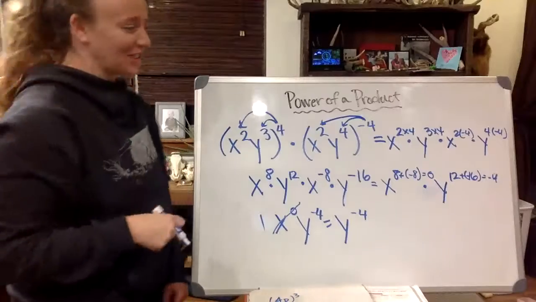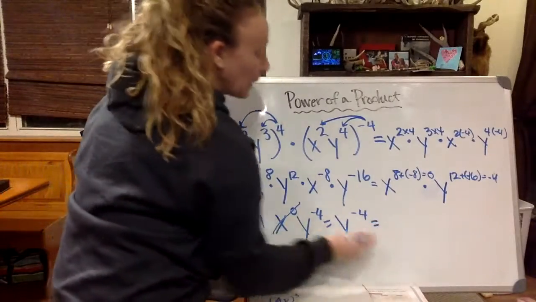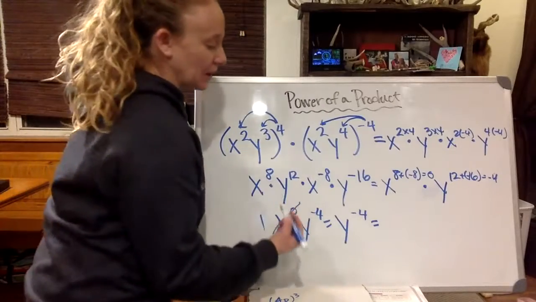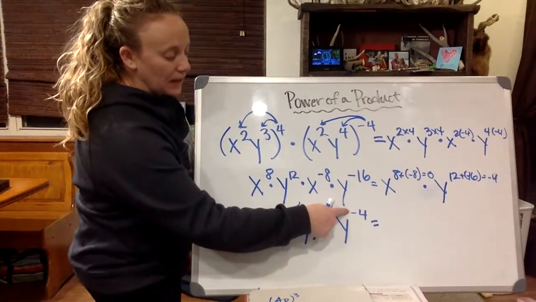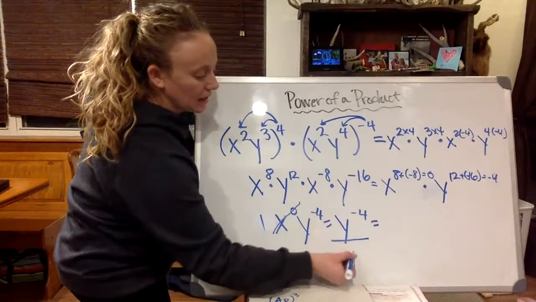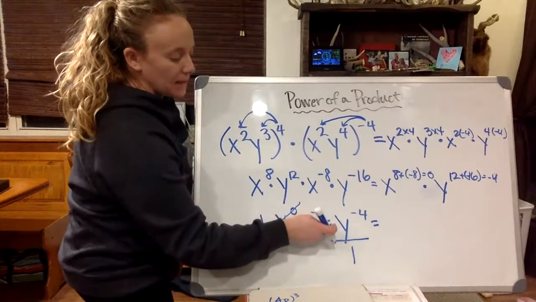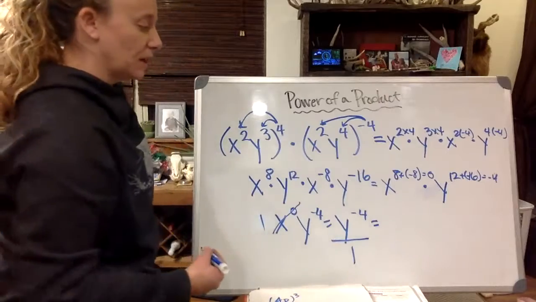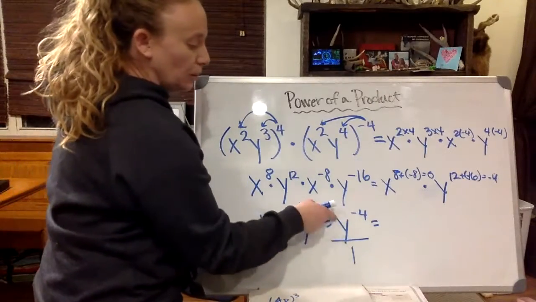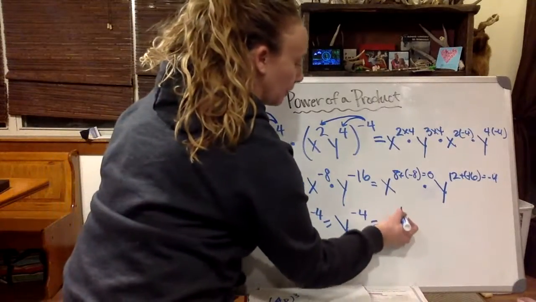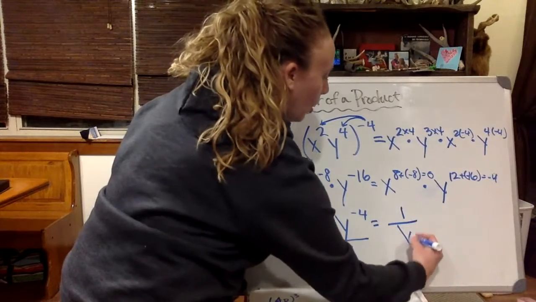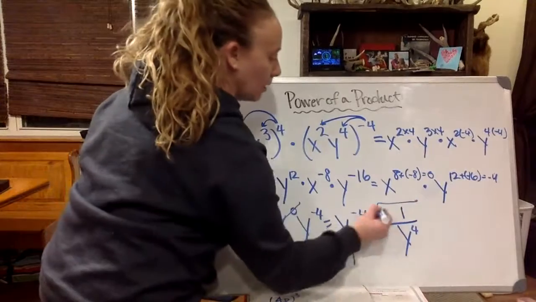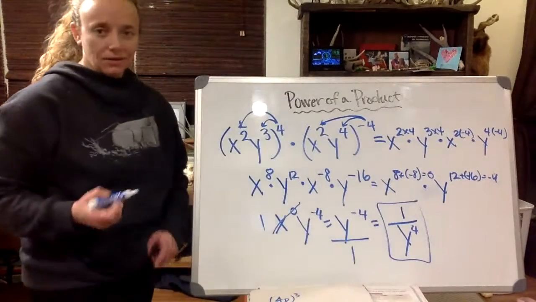Is that not frustrating? It's totally frustrating. But y to the negative 4th is not simplified because I don't have a positive exponent. We know a negative exponent is essentially telling us that this base is in the numerator when it should be in the denominator, or it's in the denominator when it should be in the numerator. So I'm going to move this down to the denominator, so I'd rewrite it as 1 over y to the 4th. Now I have a final answer.